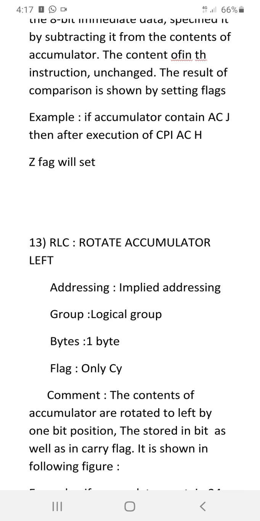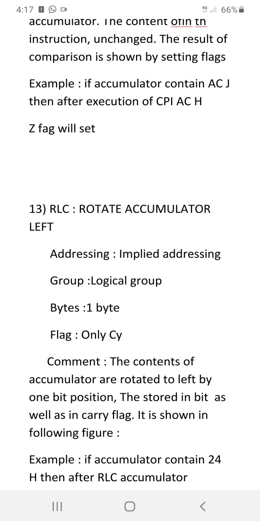Now here, consider an example: if the accumulator contains AC hex and we execute CPI AC hex, that is, we are taking the direct data also as AC hex, so what will happen? Only the zero flag will be set, Z equals 1.